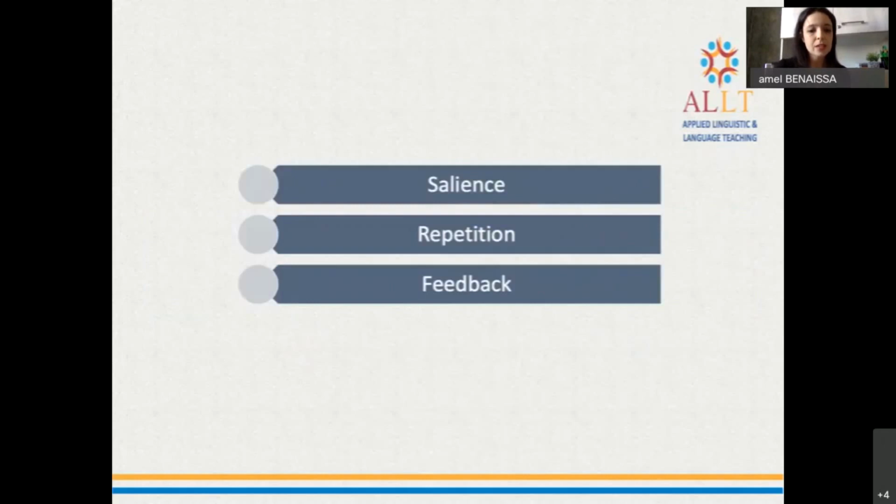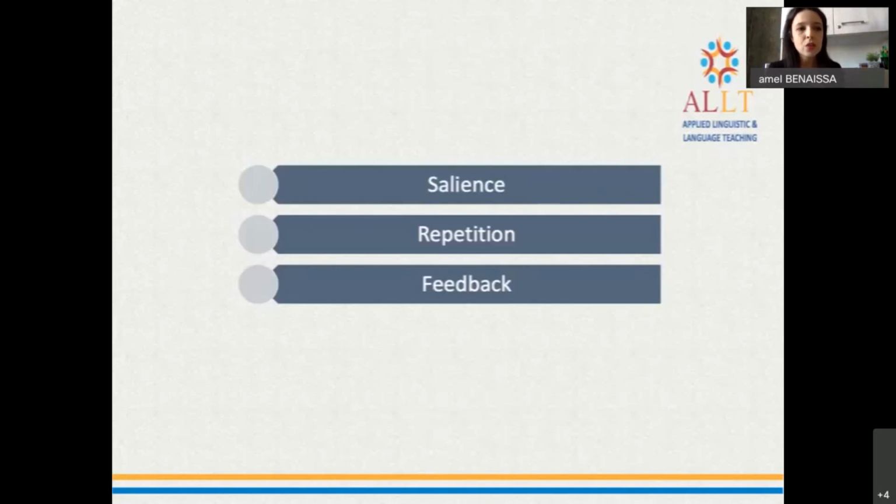First is salience, or attention. It is the job of the teacher to select the words that he or she wants the students to acquire. And repetition, which does not really mean rote learning, but meaningful repetition, or in other words, repeated exposure to language, and feedback.